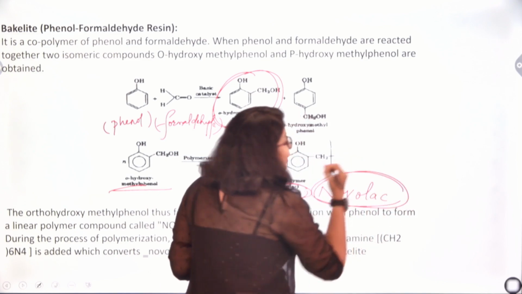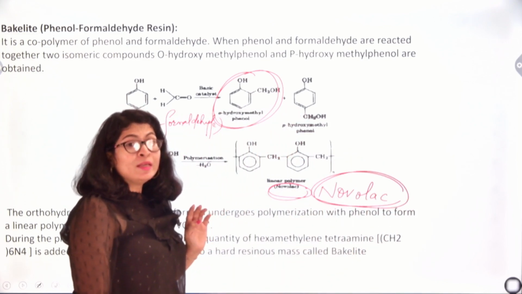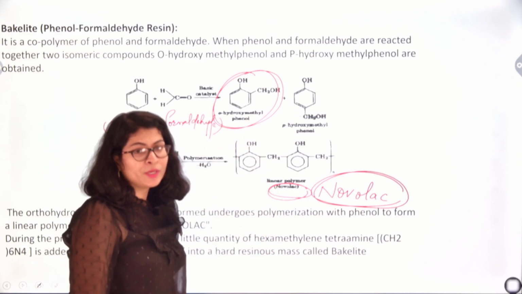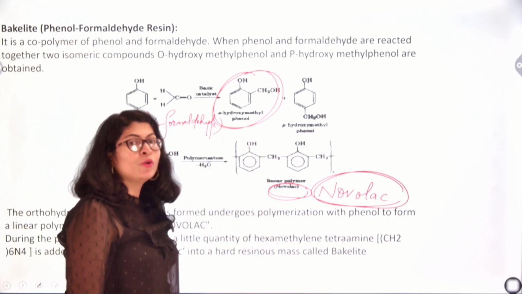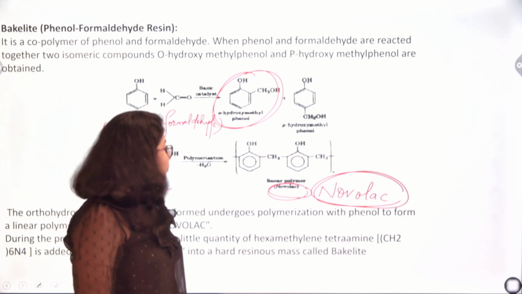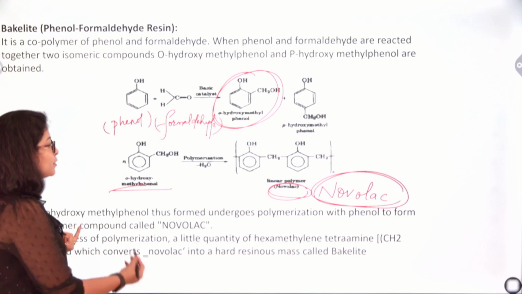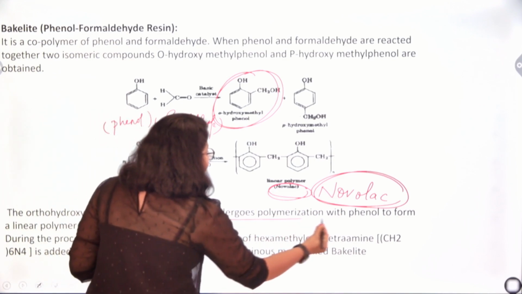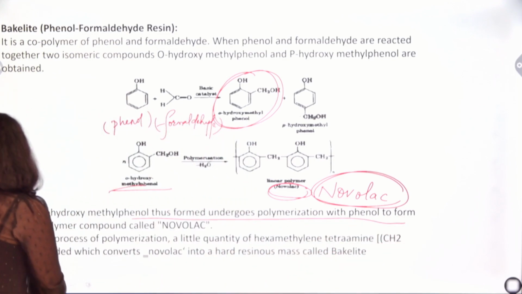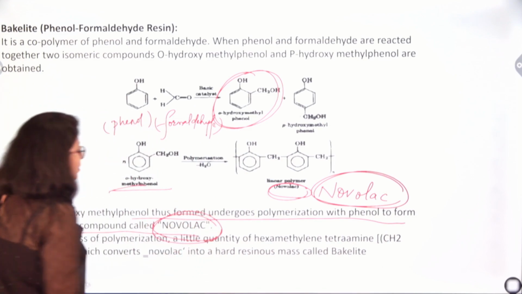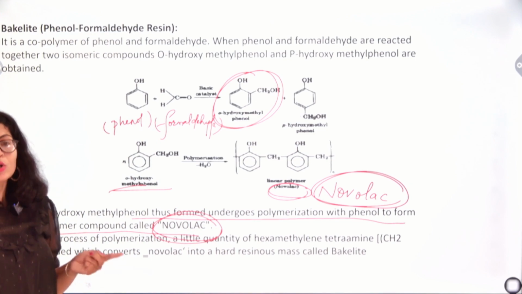It is a linear polymer of orthohydroxymethylphenol. Now, when the orthohydroxymethylphenol thus formed undergoes polymerization with phenol, it forms a linear polymer compound called novolac. Okay, this linear polymer compound is called novolac.